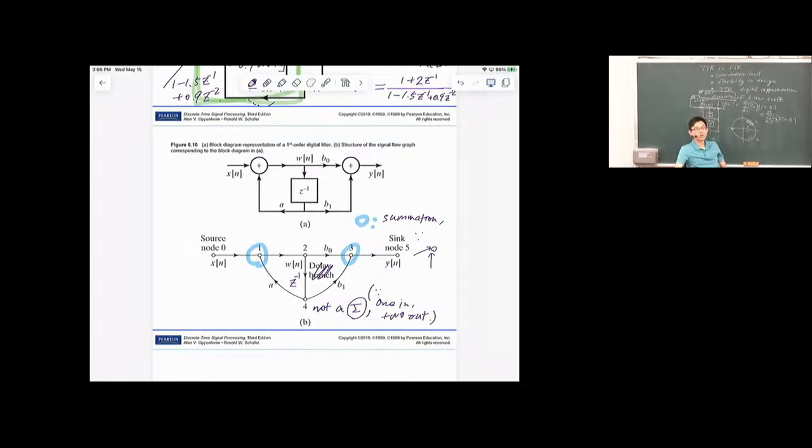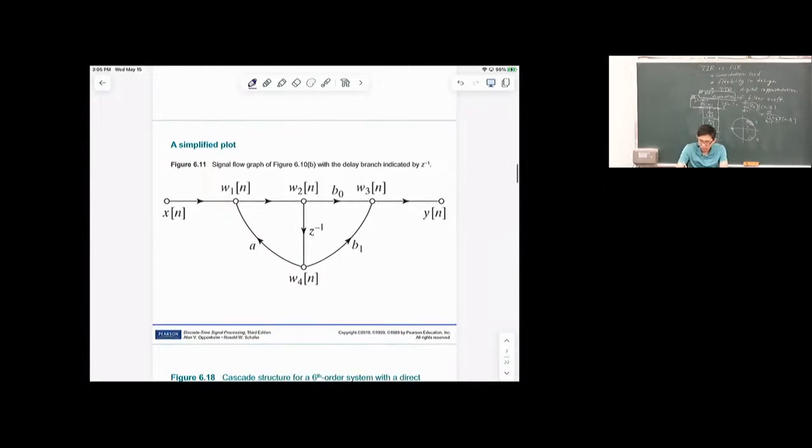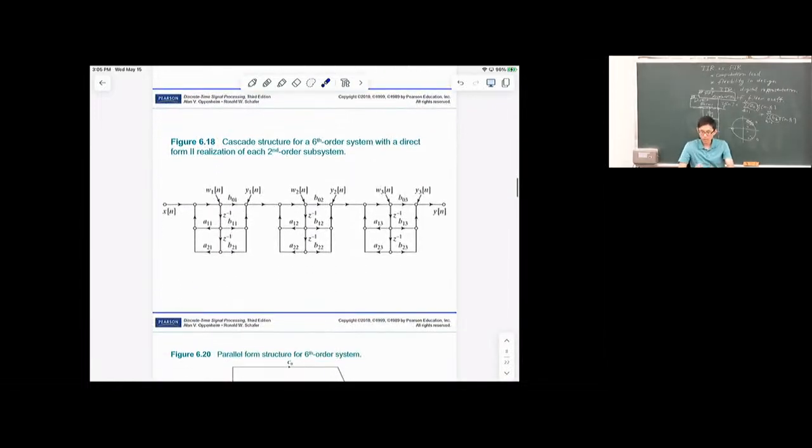Next time when we come back, we will be looking at a final figure that looks like this. We replace the delay branch with the word Z inverse next to the branch, which means one sample of delay. And we have summation right here and summation right there. It's pretty easy. As I said, this is a simplified plot that I hope we can agree on, and we will practice using this notation.